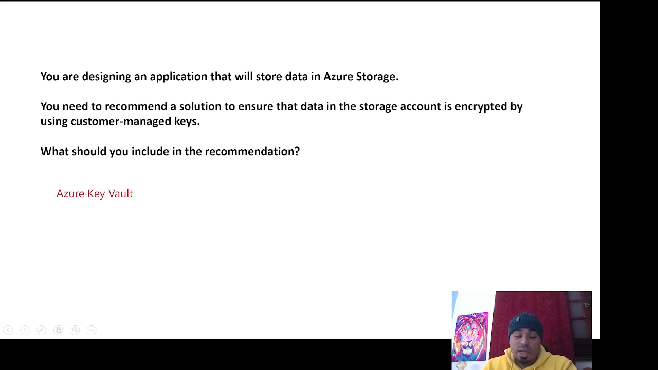First one, we have Azure Key Vault. Second, we have Azure Private Key. Also, we have shared access signatures. Then the last one will be service principal. So I give you four options. You can pause the video again and think about which of these choices will be the right answer. If you came back or paused, the answer will be Azure Key Vault.